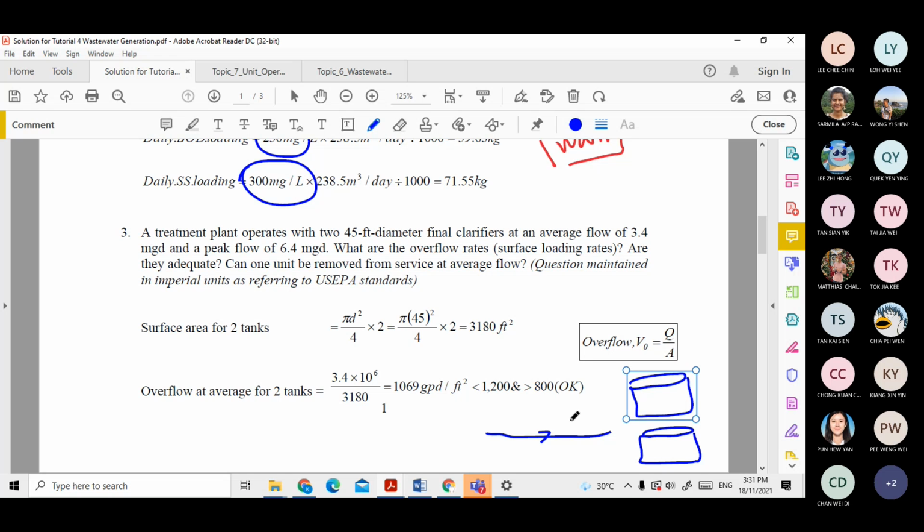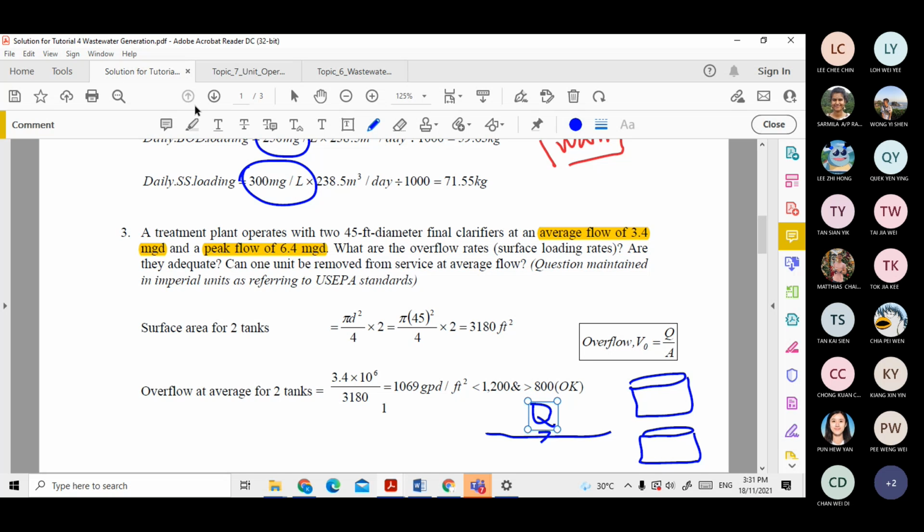So to characterize the flow we have two values. One is the average flow, which is the average value between high and low, and the other is the peak flow. Peak flow means the highest flow during the 24 hours in one day. So now the wastewater enters these two clarifiers with two different flows. One is the average flow of 3.4 MGD. This MG here is not milligram, it is million gallons, so 3.4 million gallons per day. And the peak flow is 6.4 million gallons per day. So we have two different flows.